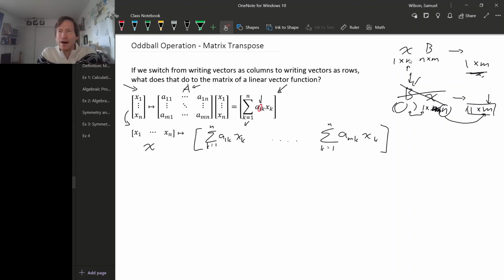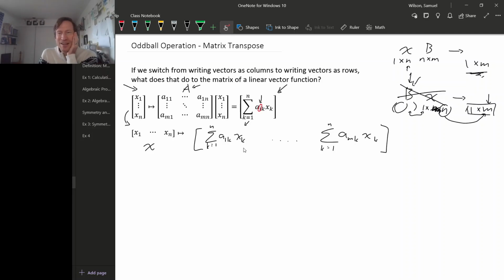So with this matrix product, the n's are going to get used up, and we end up with a row vector that's 1 by m as a result. So one surprising thing about switching to row vectors is that linear vector functions aren't multiplication on the left by a matrix, they're multiplication on the right by a matrix.